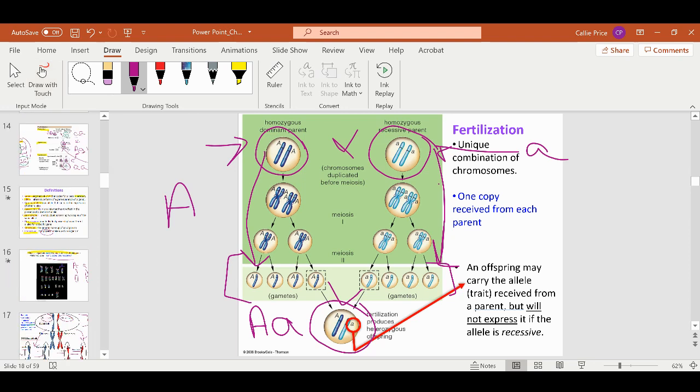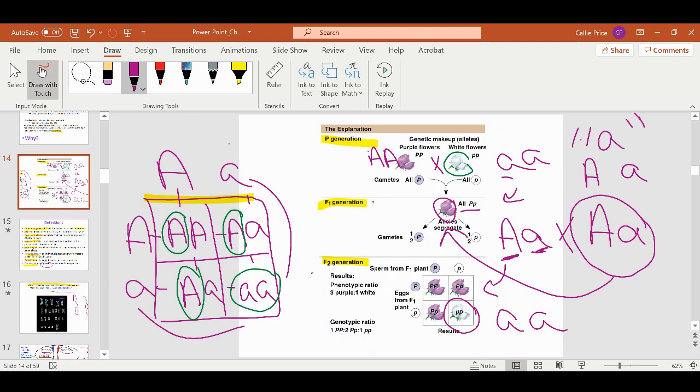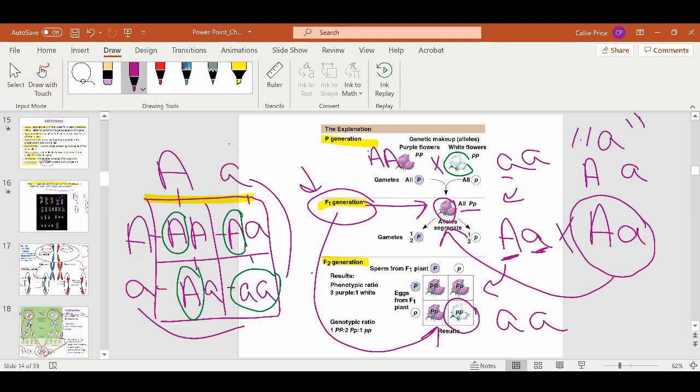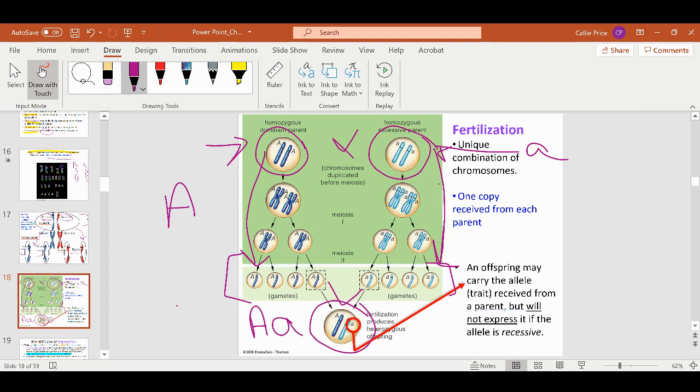Remember, this is explaining why the F1 is all purple, and how an F1 can potentially pass on an offspring that has white flower color if it seems like it disappeared in the F1. Well, we have to remember that the F1, which are heterozygous, like this, big A, little a, although they are purple because of this dominant allele right here, they're still a carrier for this little a recessive allele that's coding for white flower color.